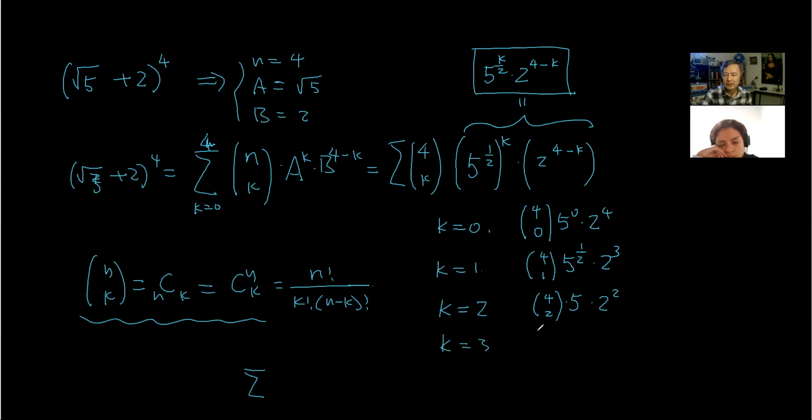To the power of 3, they got 4, 3, 4, 3 over 2. Can you see? 3 over 2. How about 2? Just 2, right? Just 2. Okay. Last one, k equal to 4.